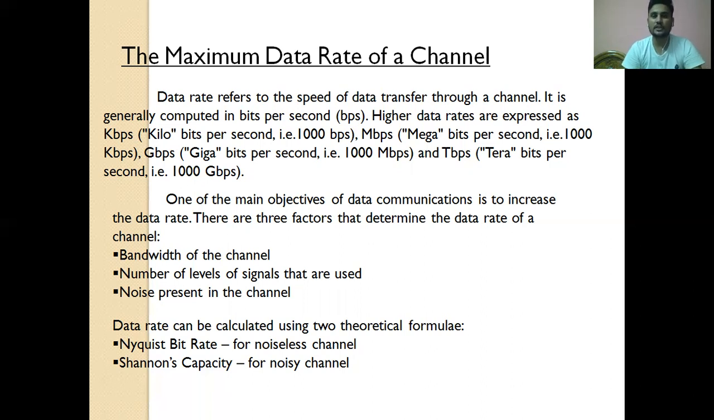The bandwidth of the channel, the number of levels of signals that are used, and noise presence in the channel. So these three are the factors that determine the data rate of a channel. Bandwidth of the channel: what is the bandwidth you are using? That is the first important criterion for increasing data rate. The second one is the number of levels of signals that are used, and the third one is noise present in the channel.